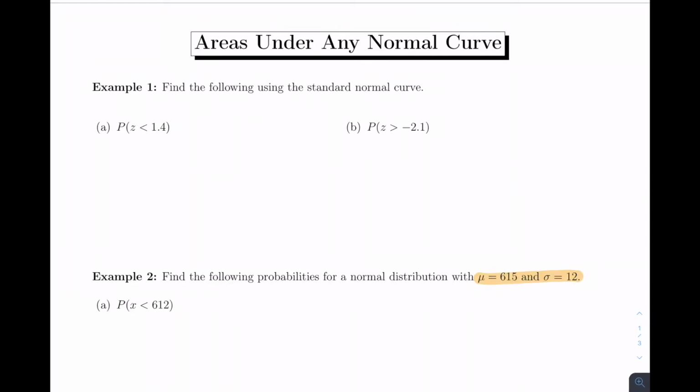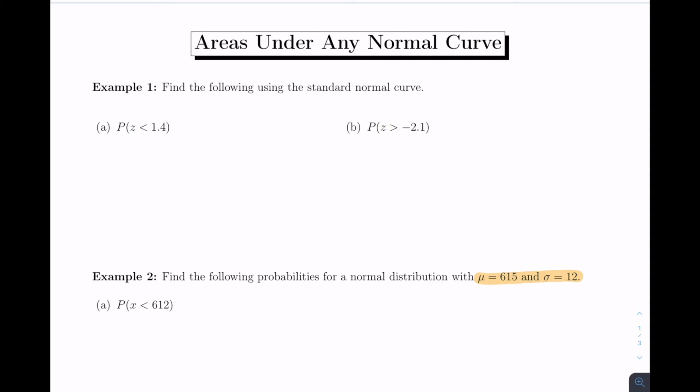For this first example, we're asked to find two probabilities using the standard normal curve, and so it explicitly says use the standard normal curve. However, if it doesn't say and you're ever given the variable z, you should automatically know that you're working with the standard normal distribution and that your mean is 0 and your standard deviation is 1.